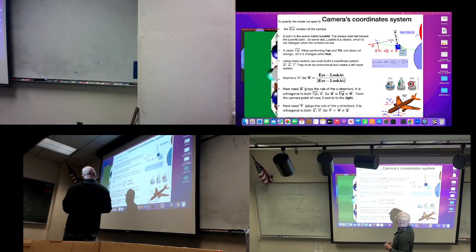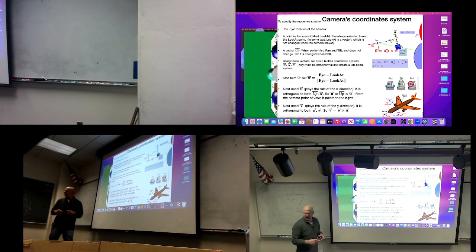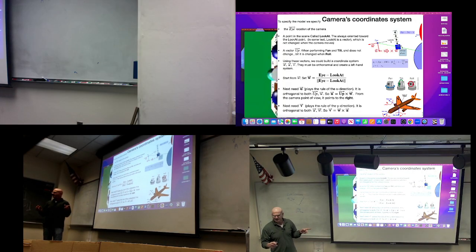Not even after normalizing. Normalize, just to remind everybody: when I normalize a vector, it's a confusing term because we also have normal to the surface. That's a different thing. Normalize a vector means take this vector and divide it by its length, so its length is 1.